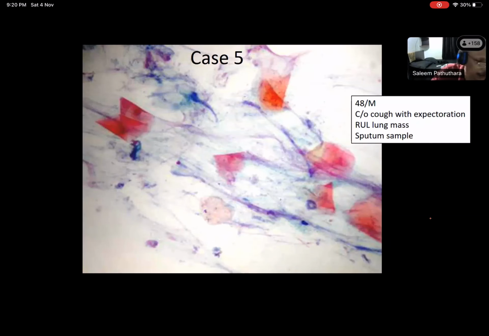Thank you, sir. Okay, number 5 is Jayashree. Yes, sir. Yeah, Jayashree, please take over. This is a 48-year-old male. Complains of cough with expectoration, right upper lung mass, and this is a sputum sample. Okay, please describe the smear.